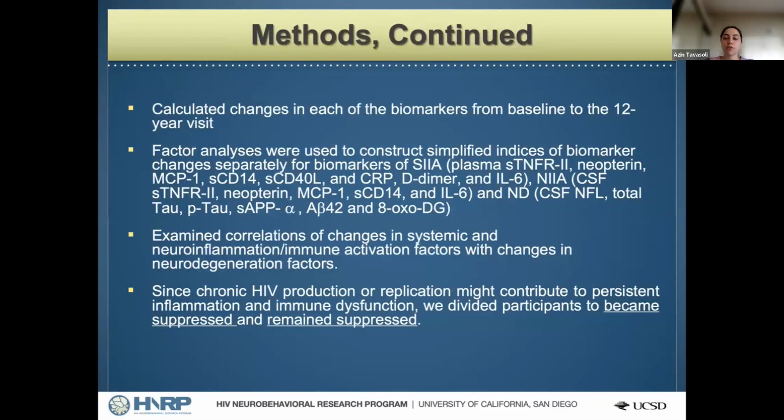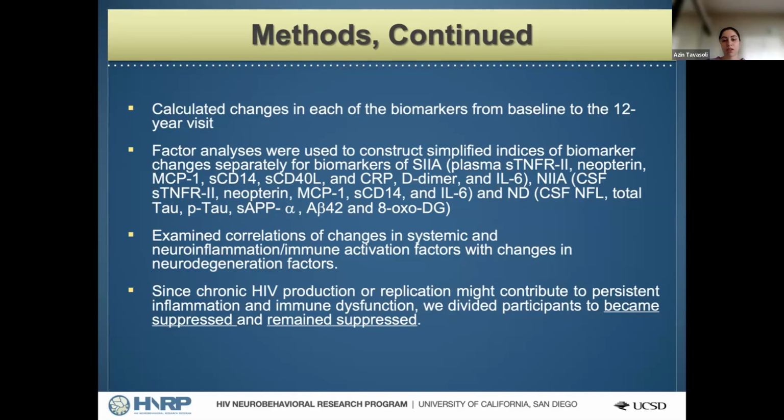We calculated changes in each of these biomarkers from baseline to the 12-year visit. And we did factor analysis to construct simplified indices of systemic inflammation, which were plasma TNFR2, neopterin, MCP1, CD14, CD40, CRP, D-dimer, and interleukin 6. For neuroinflammation factors, we had CSF sTNFR2, CSF neopterin, MCP1, CD14, and interleukin 6. And for neurodegeneration factors, we had CSF NFL, total tau, p-tau, APP alpha, A-beta 42, and ATOX-DG. Then we examined the correlation of changes in systemic and neuroinflammatory factors with change in neurodegeneration factors.